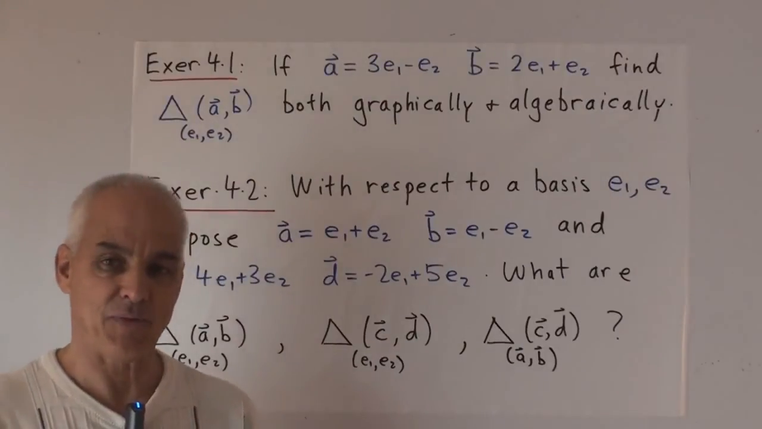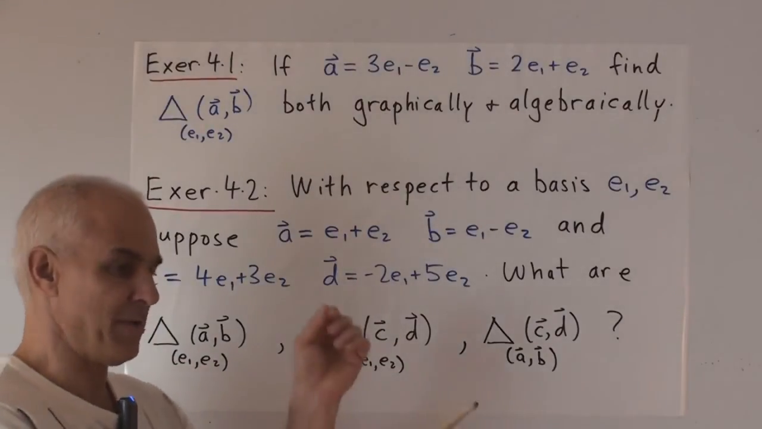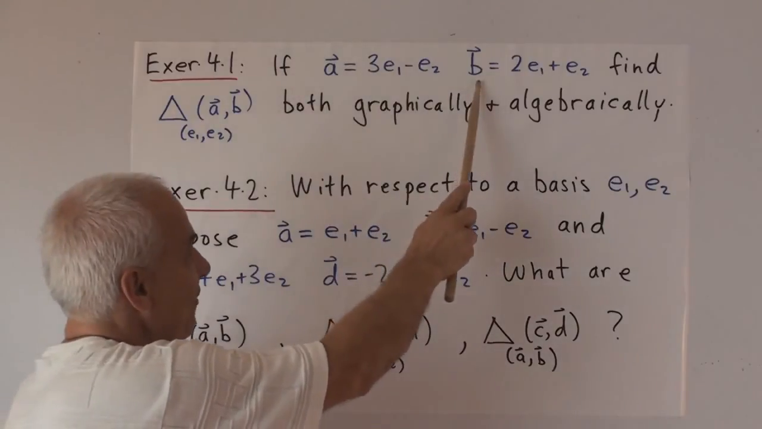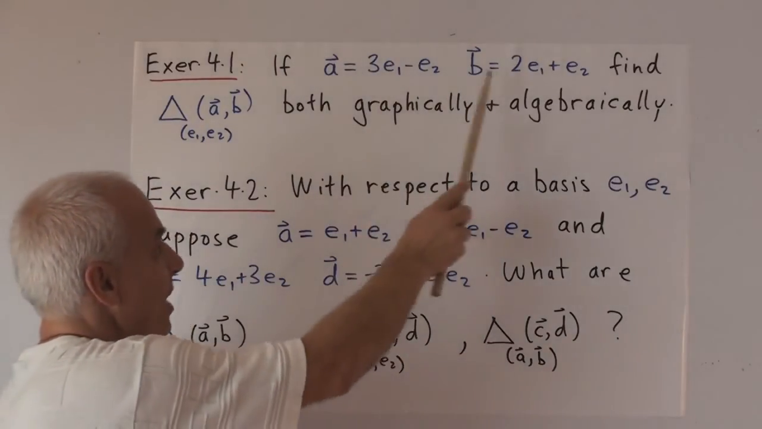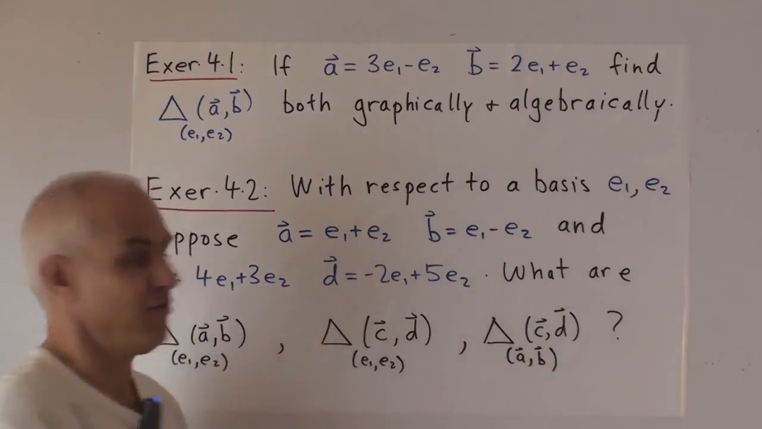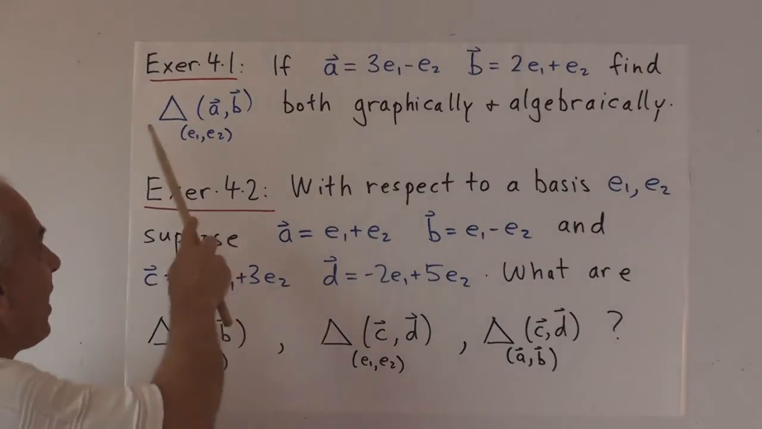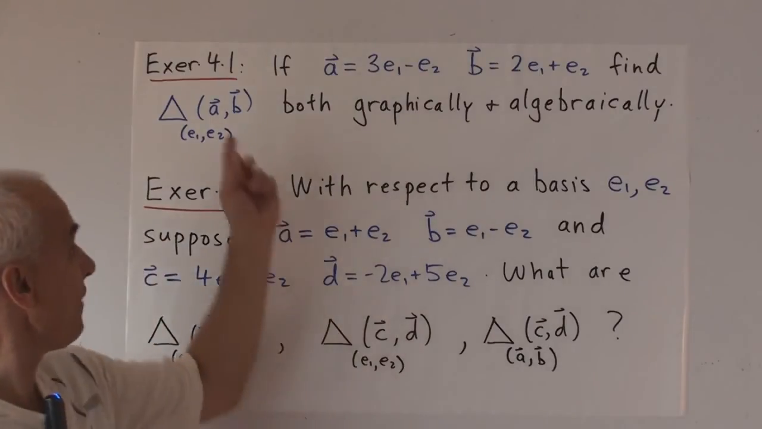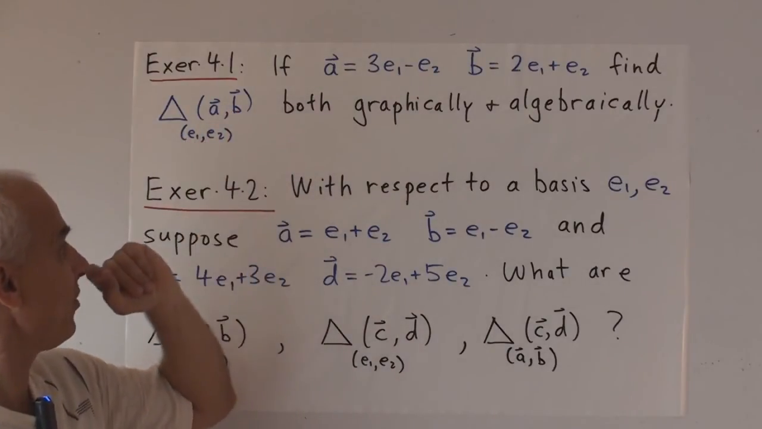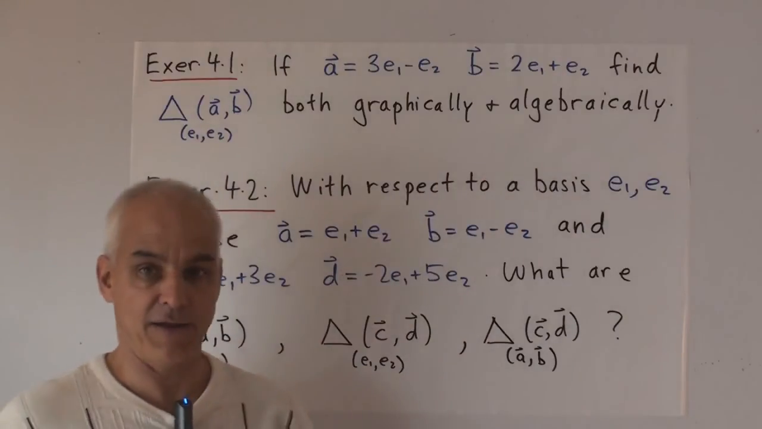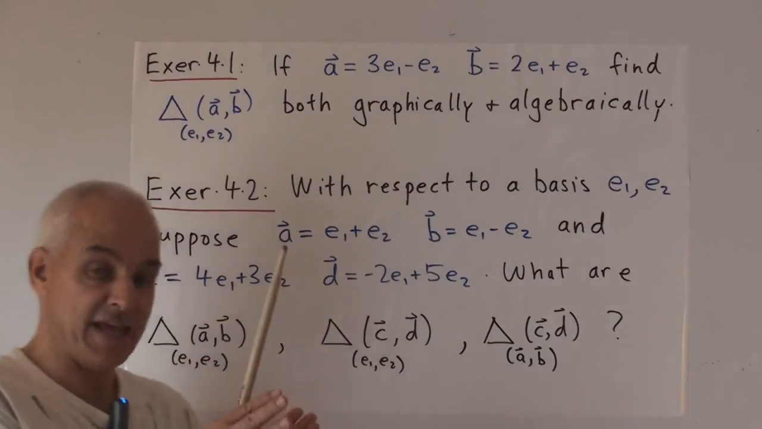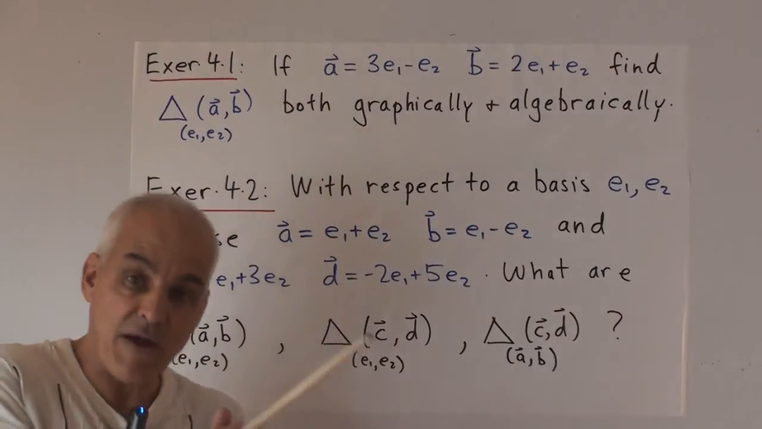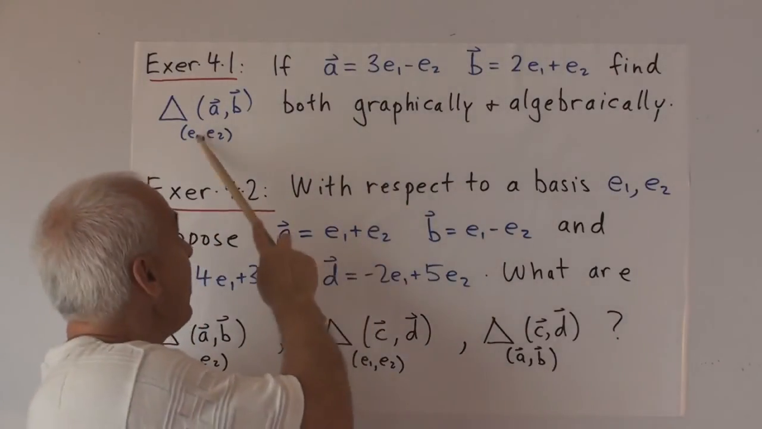So our first exercise, in the plane, suppose we have 2 random vectors E1, E2, and then expressed in terms of those vectors, we have vectors A and B, 3E1 minus E2 and 2E1 plus E2. And I want you to find this coefficient, this signed area of AB with respect to E1, E2, both graphically and algebraically. So this number represents the area of the parallelogram formed by these 2 vectors in terms of the reference parallelogram formed by E1 and E2.